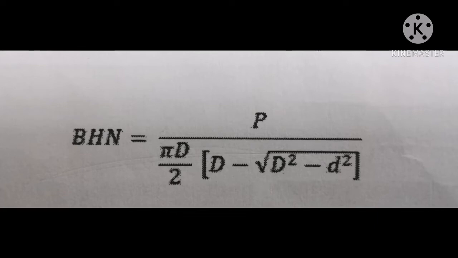In there, P is the test load we have to apply in kg, D is the diameter of the ball, and small d is the average impression diameter of the indentation. Both diameters should be in millimeters.